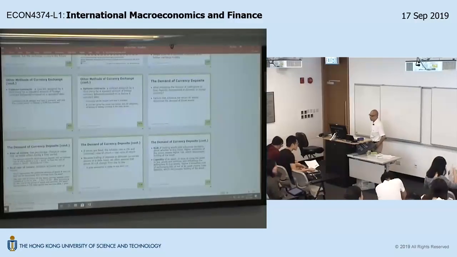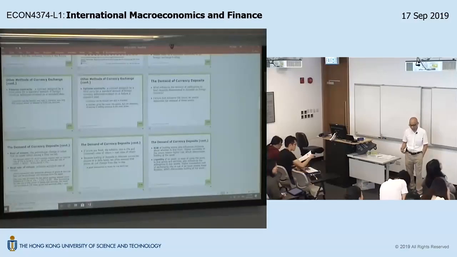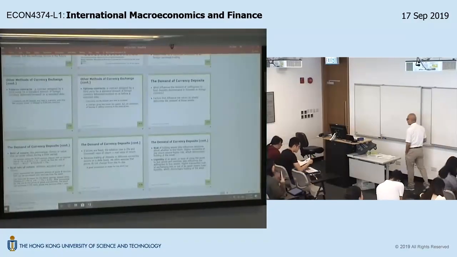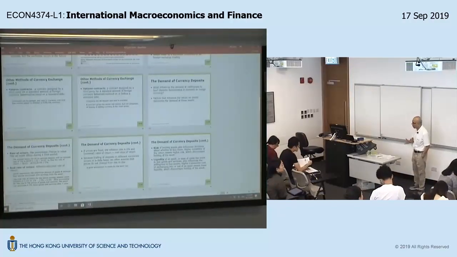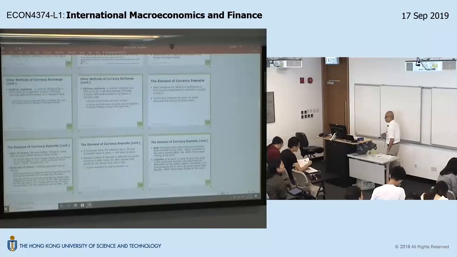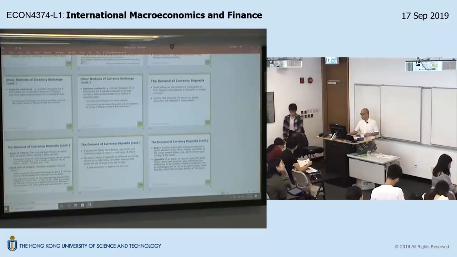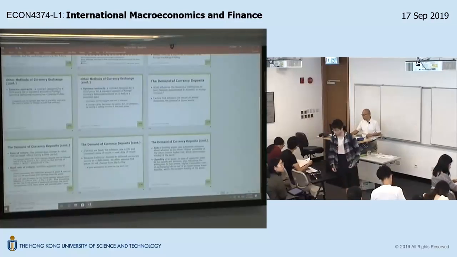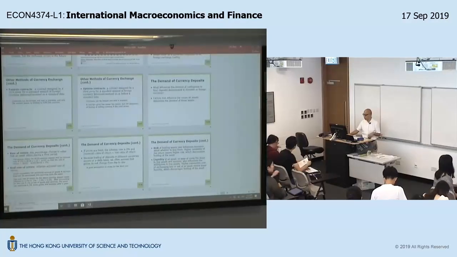We talked about the distinction between nominal rate of return and real rate of return. The real rate of return will determine the incentive to save. But when we compare different currency deposits, we only need to compare the nominal rate of return, because they are all subject to the same exchange rate, same inflation rate. As long as the inflation rates are the same, we only need to compare the nominal rate of return.